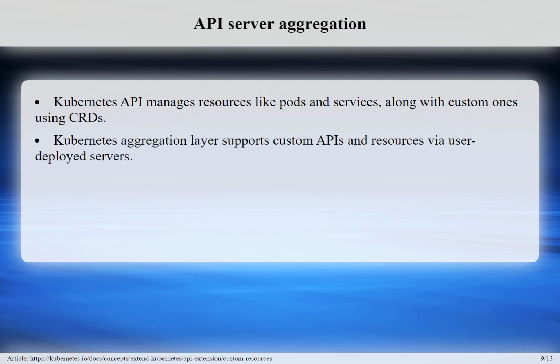The aggregation layer in Kubernetes lets you implement custom APIs by creating and deploying your own API server. When a custom resource is requested, the main API server forwards the request to your server, making it accessible to all Kubernetes clients.